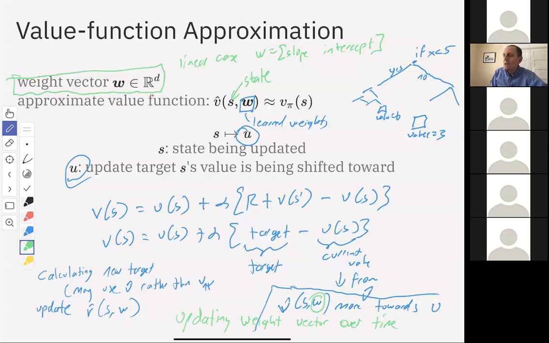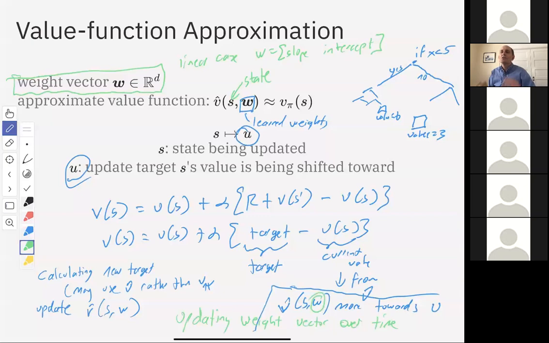So presumably, if we want to change the weight vector for V hat to be more towards U, we hope we can make that change to W to make that happen. But what's it going to do to other values, other states? It's going to change those too. Maybe better, maybe worse, right?